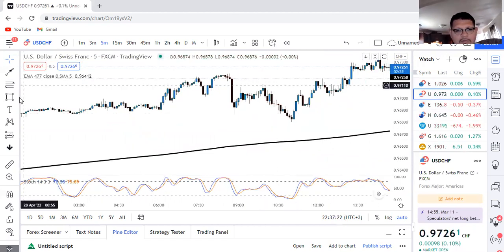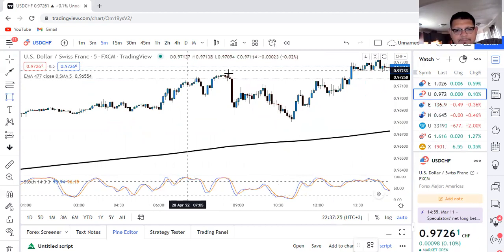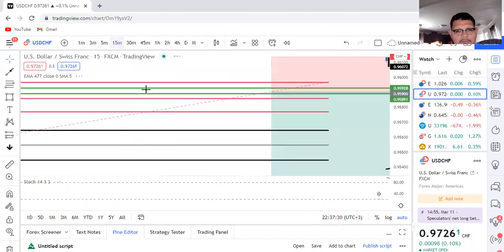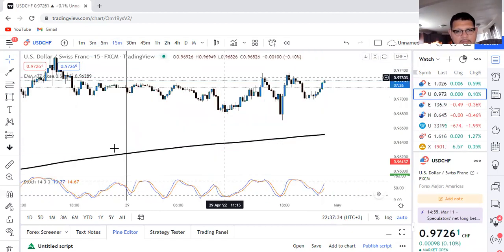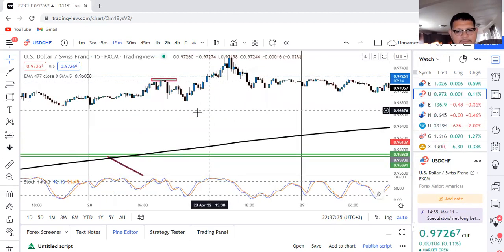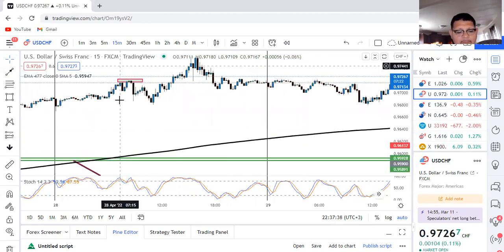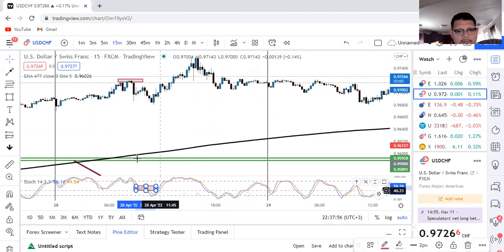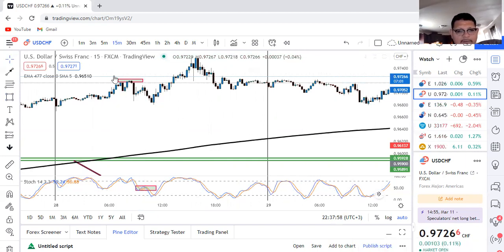All right, now I'm gonna do USD CHF. We'll mark it down. Okay, here it is. On the 15-minute time frame, we know that price is well above the 477, and it hit the 80 on the stochastic. So now we wait for the stochastic to come back down below the 50 level, which it did. Then we go back down to the 5-minute time frame.